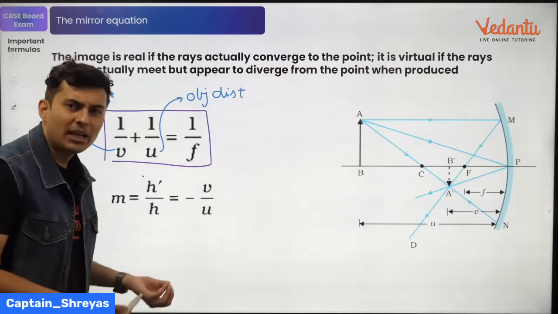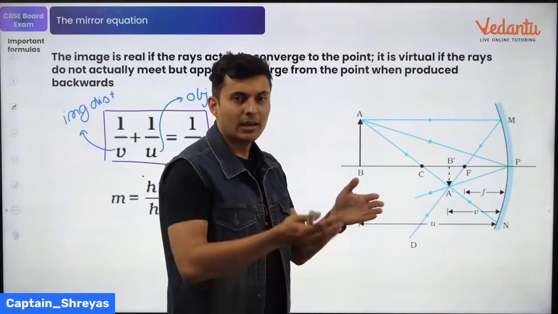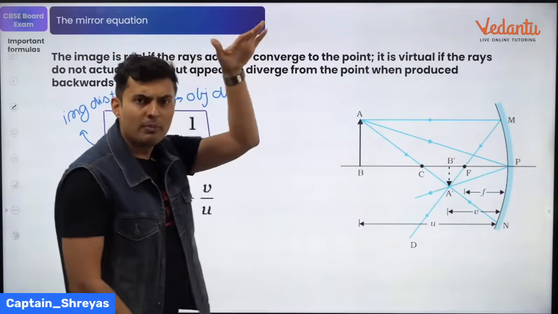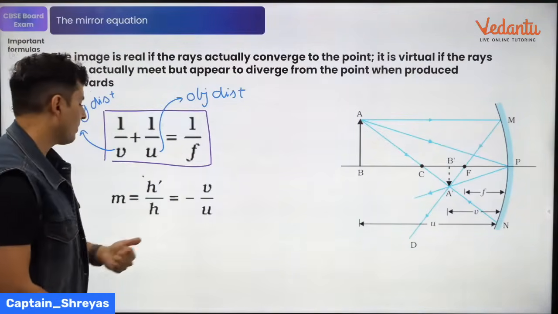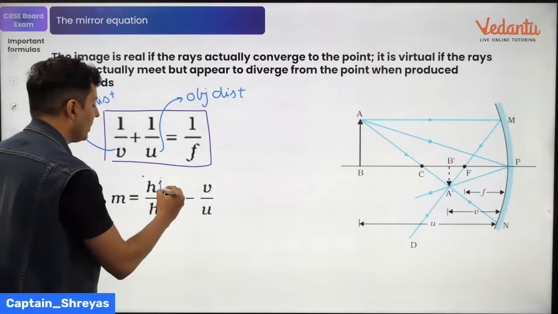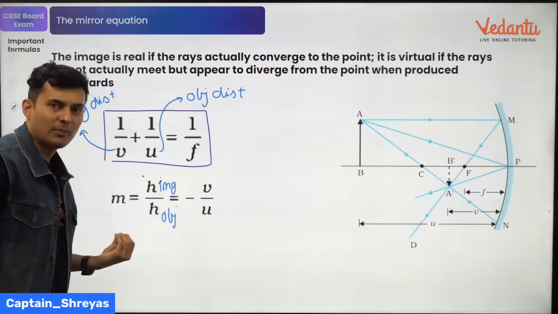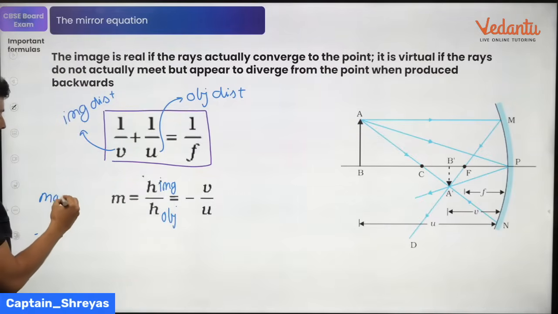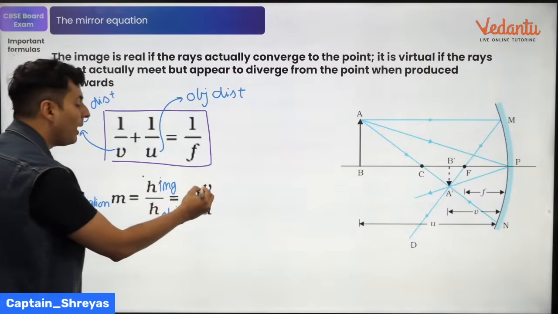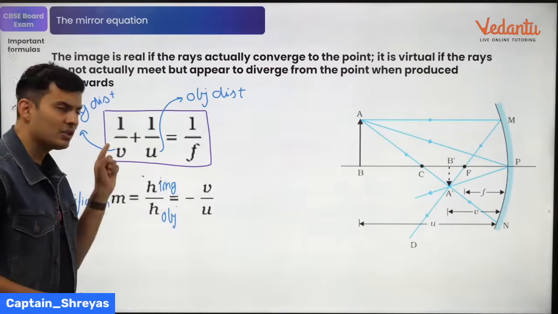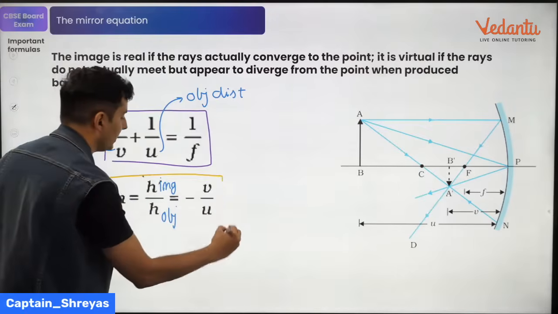You can also find the magnification. If this is the object, the image can be small, erect, inverted, big, or the same size. So how is the image reshaped? That is your magnification. It is the height of the image upon the height of the object. This small m comes out to be minus v by u, where v is your image distance and u is your object distance. This is another important formula which you can keep in mind.